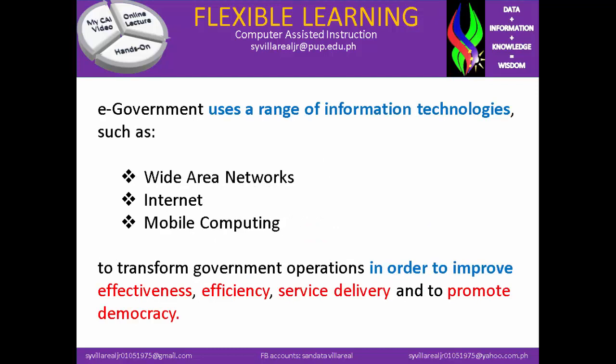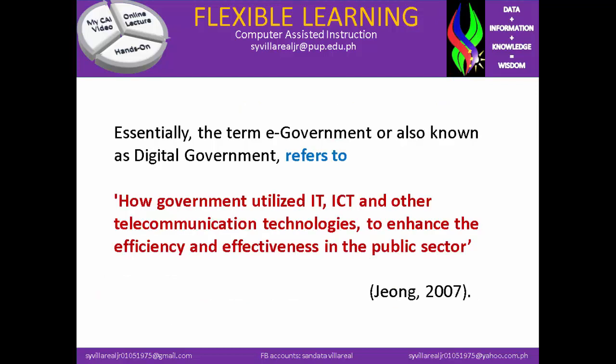E-government uses a range of information technologies such as wide area networks, the internet, and mobile computing to transform government operations in order to improve effectiveness, efficiency, service delivery, and to promote democracy. Essentially, the term e-government, also known as digital government, refers to how government utilizes IT, ICT, and other telecommunication technologies to enhance the efficiency and effectiveness of the public sector, by Jeong in 2007.